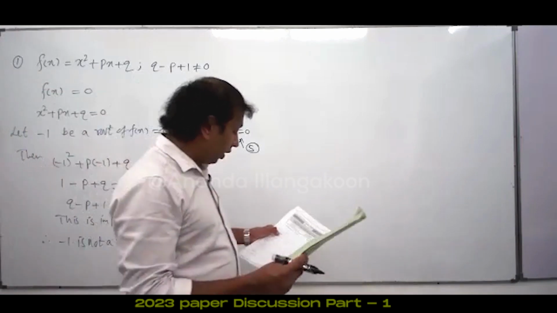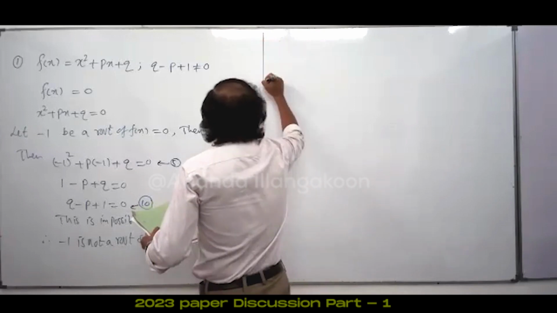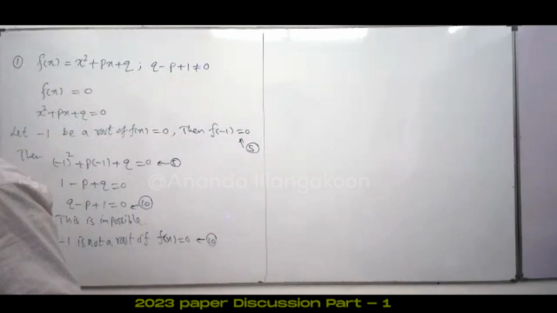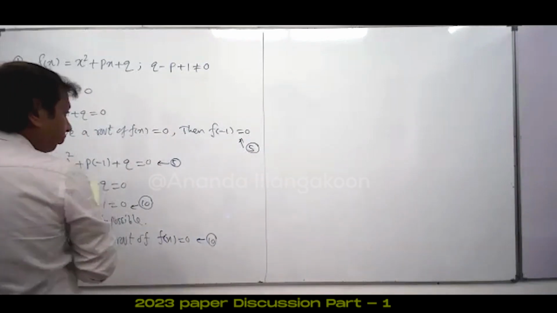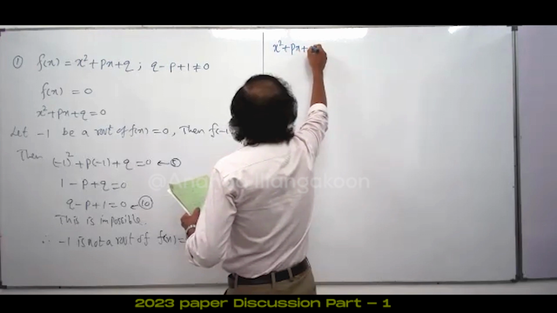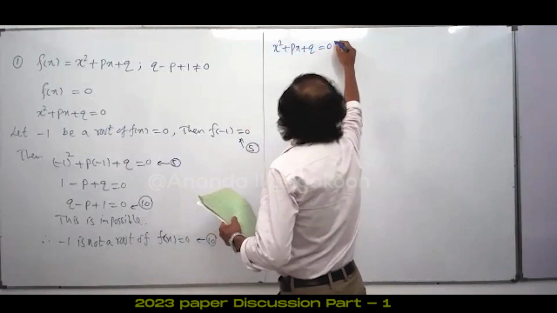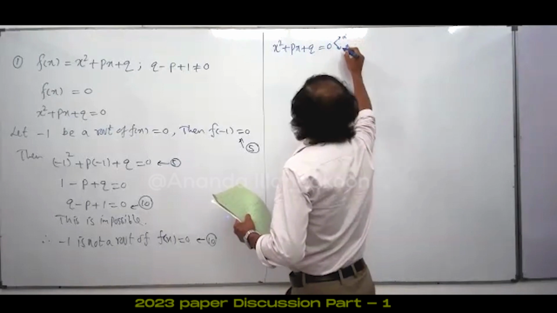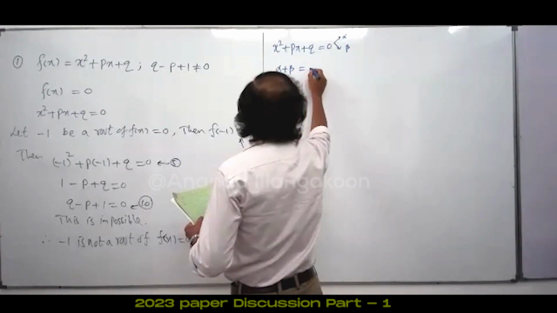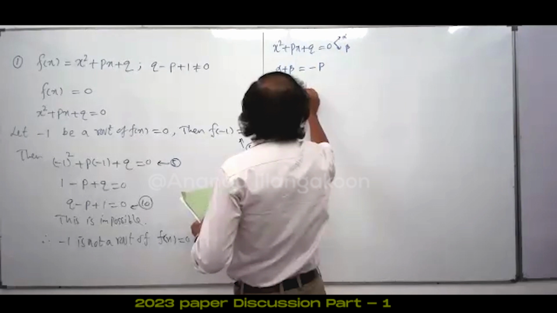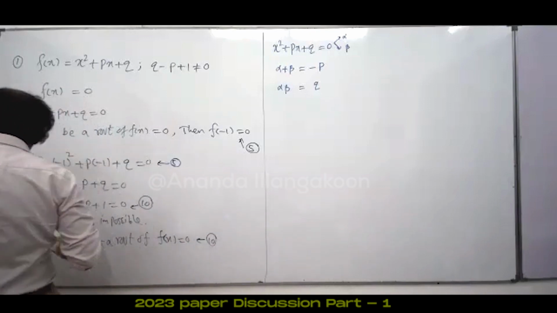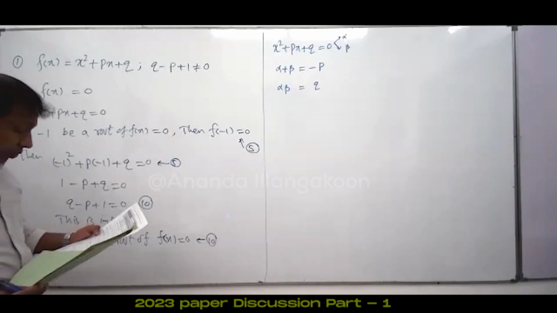Let the roots of f(x) equals 0 be alpha and beta. The roots of f(x) equals 0, that is x squared plus px plus q equals 0, are given as alpha and beta, right? Then you can write the sum of the roots and the product of the roots. The sum of the roots is minus p, the product of the roots is q. Now we are asked to show that (alpha plus 1)(beta plus 1) is this, and 1 upon alpha plus 1 plus 1 upon beta plus 1 is this.